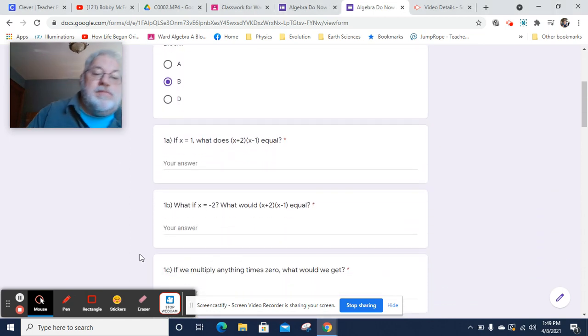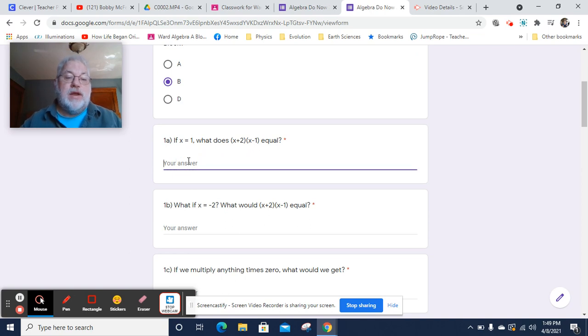So here we go. What do we get if x is 1? What does x plus 2 times x minus 1 equal? And this is the type of thing, if you can figure this out, you're actually all set pretty much to do quadratics 4. And you should do it because it's short, it's easy, and you can check it off.